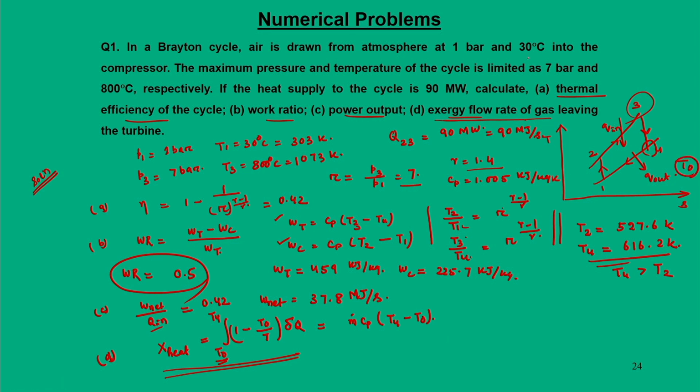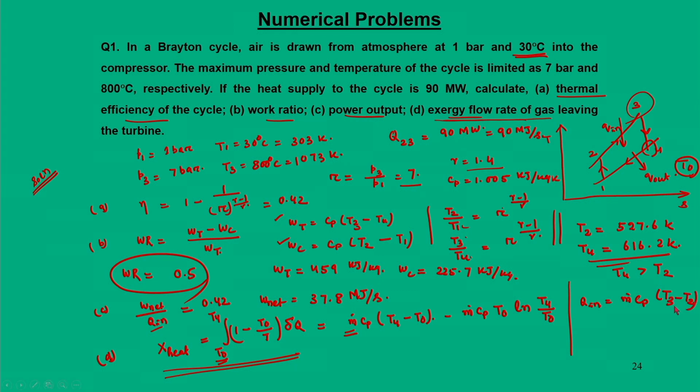These conditions can be taken as 30 degrees centigrade. This is the first part, and the second part will be m dot Cp T0 ln. When you integrate the second part, we will have ln T4 by T0. Okay. So, all these numbers are known except this m dot, and this m dot can be calculated from the fact that we know Q in is m dot Cp into T3 minus T2.